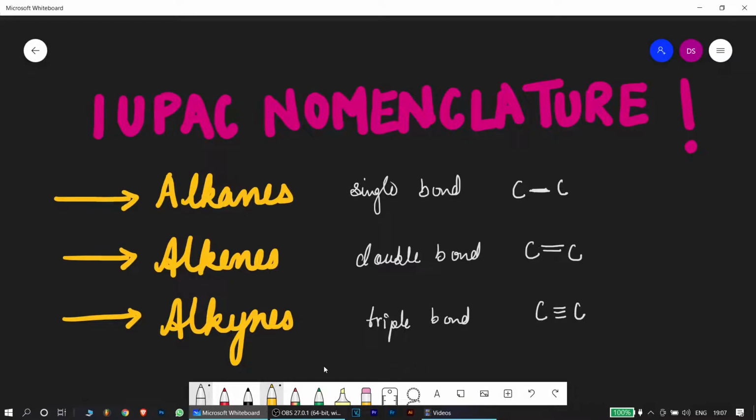Alright, so this is the normal concept which everybody should know before starting with the IUPAC nomenclature. That is, alkanes have single bonds, all single bond. Alkenes have at least one double bond, and alkynes are going to have at least one triple bond between two carbon atoms. Now let's just get started with the nomenclature.